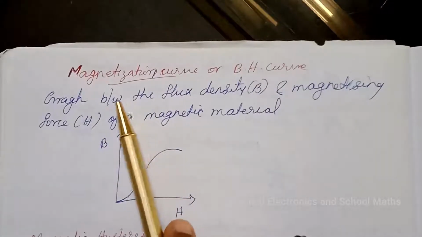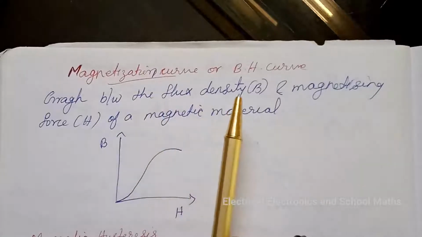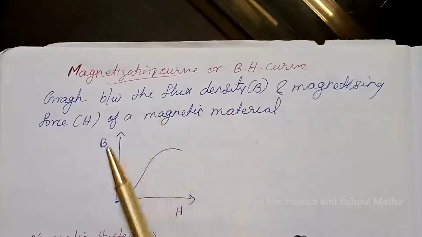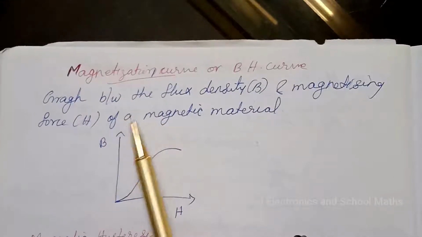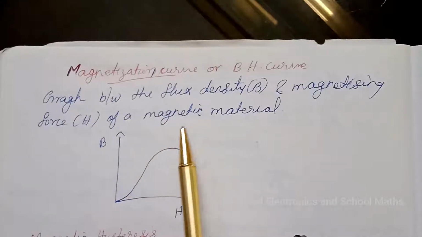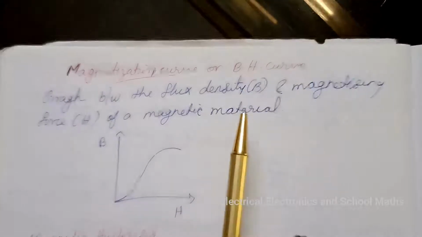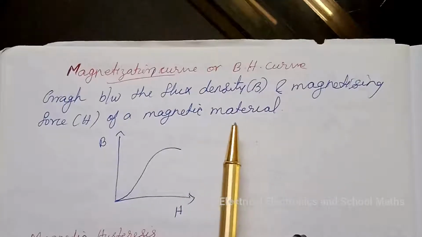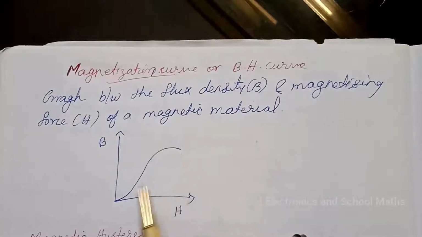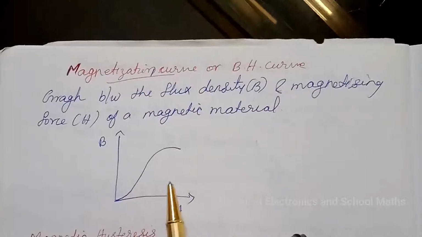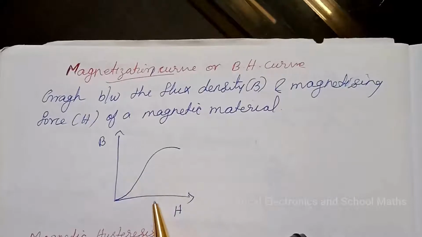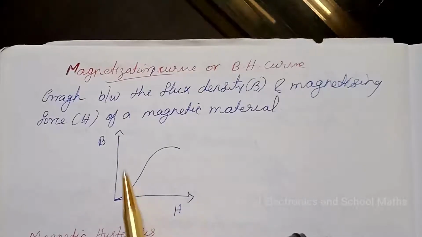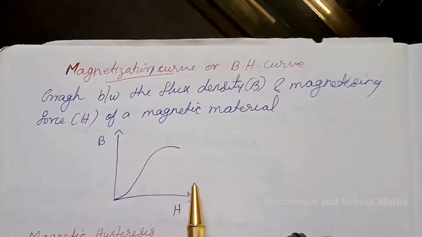Next is the magnetization curve, or BH curve. The BH curve is the graph between flux density B and the magnetizing force H of a magnetic material. The following figure is the BH curve for cast iron. So this is the BH curve.